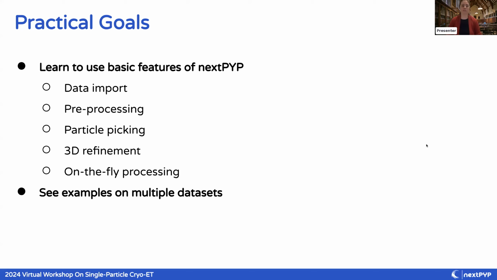So the goals of the practical today: we want to teach you to use basic features of nextPYP. This is going to include our blocks like data import, pre-processing, particle picking in the pre-processing block, 3D refinement, and on-the-fly processing in sessions. And then you're also going to see examples of how to do this on a couple different types of data sets.